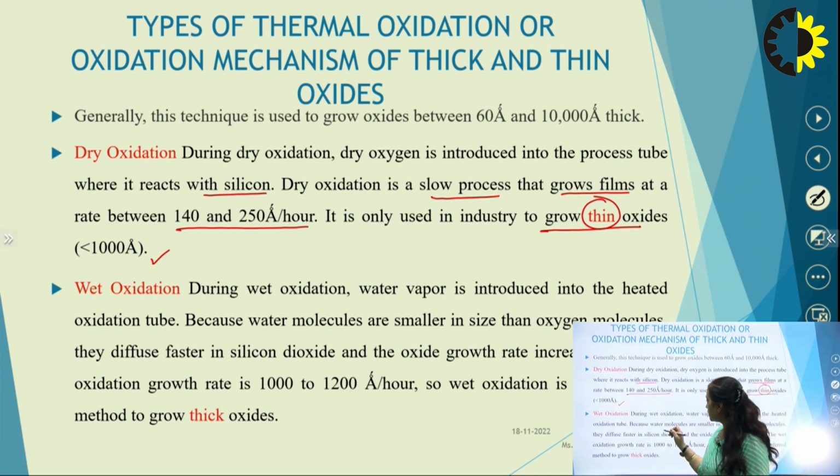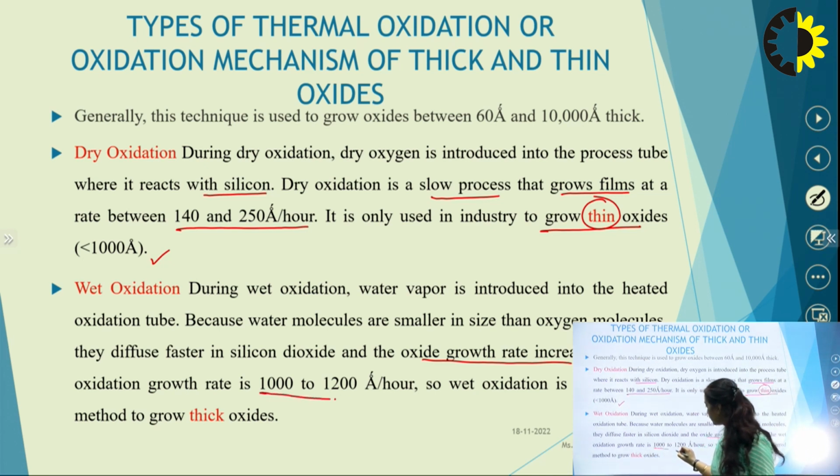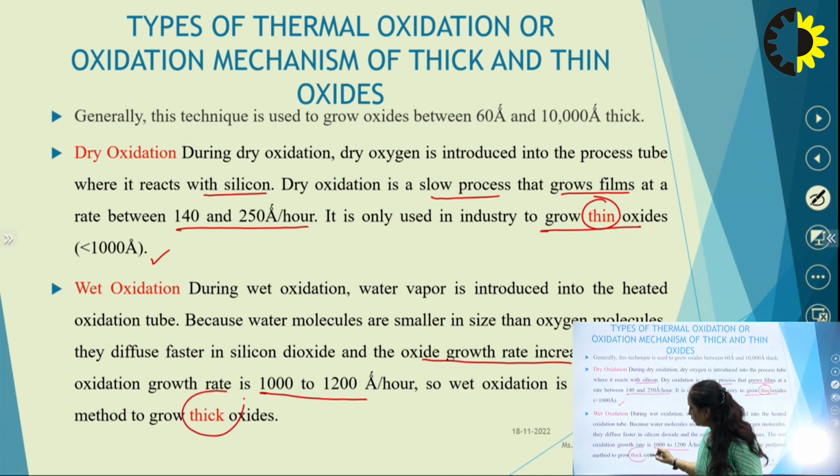In case of wet oxidation, it is a very fast process, okay. The water molecules are small in size, so they diffuse faster in the silicon, and the growth rate is fast. Wet oxidation is carried out at 1000 to 1200 degrees C, and it is used to grow thick oxide.